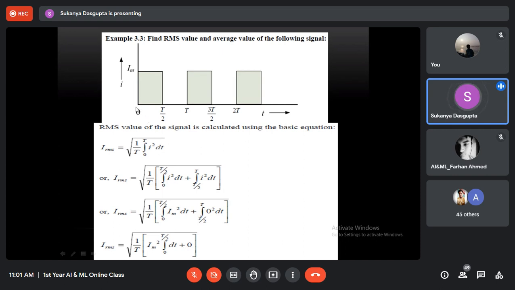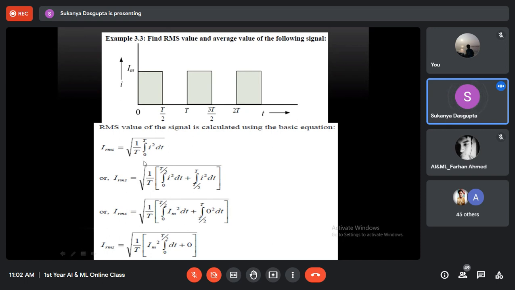For the duration 0 to T by 2, it is Im square. And for the duration T by 2 to T, it is 0. The magnitude of current is 0 for this duration T by 2 to T. See, it's a pulse signal, so the magnitude is constant for the duration 0 to T by 2.